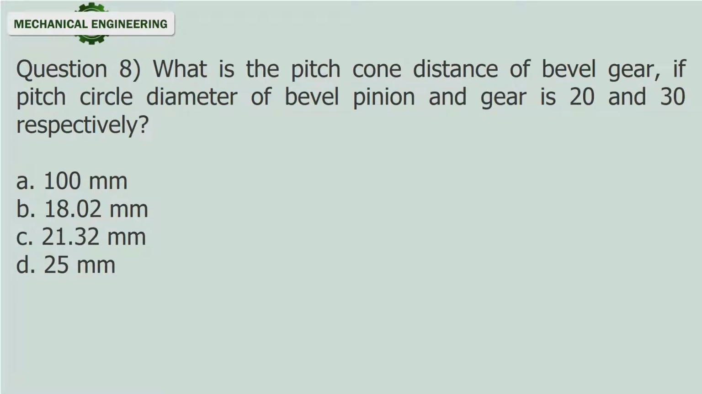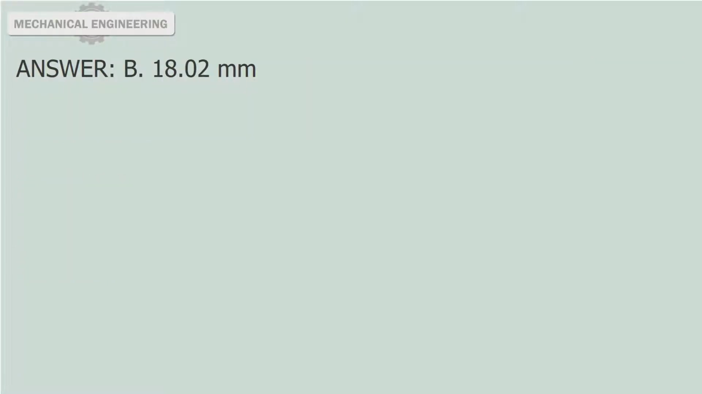Question 8. What is the pitch cone distance of bevel gear, if pitch circle diameter of bevel pinion and gear is 20 and 30 respectively? A. 100 mm. B. 18.02 mm. C. 21.32 mm. D. 25 mm. Answer: B. 18.02 mm.